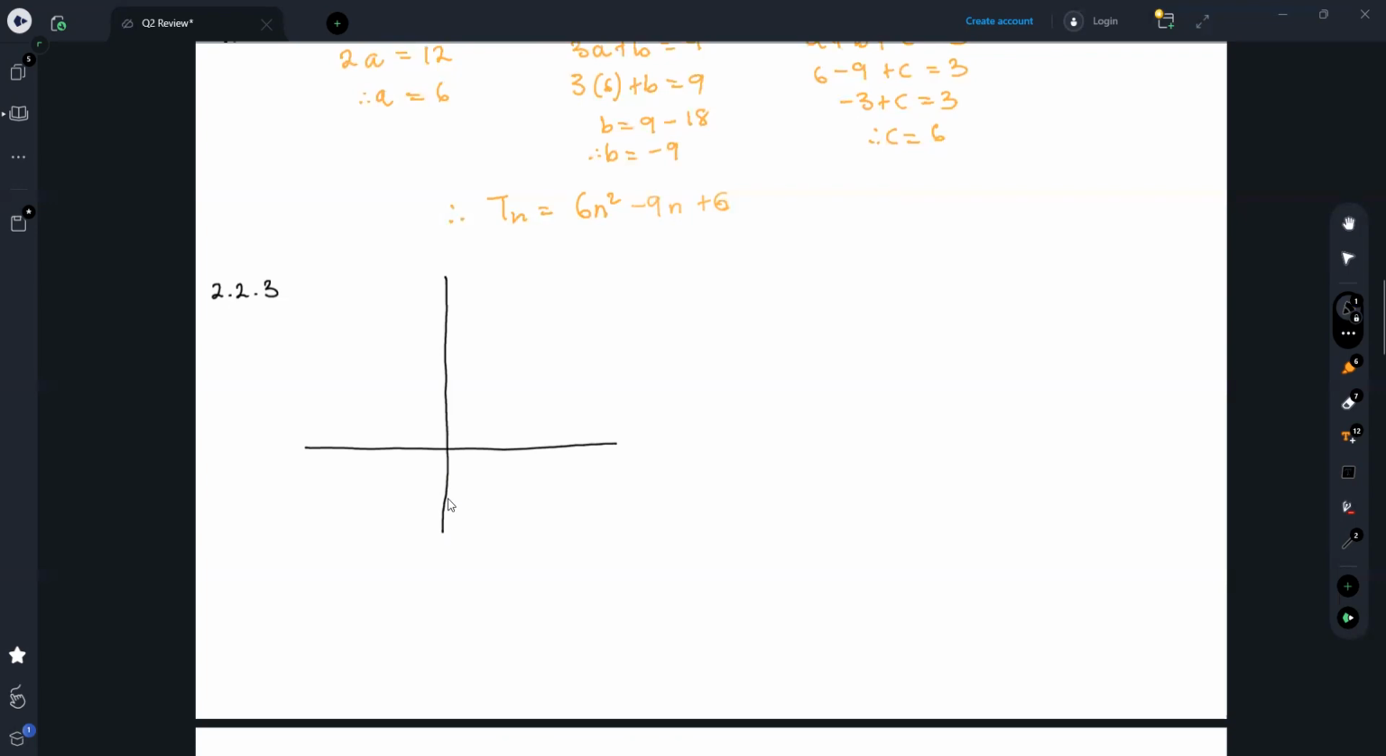And so after testing all these values here, I saw that the function looks something like this. The function does not have roots. Okay. The function does not have roots.